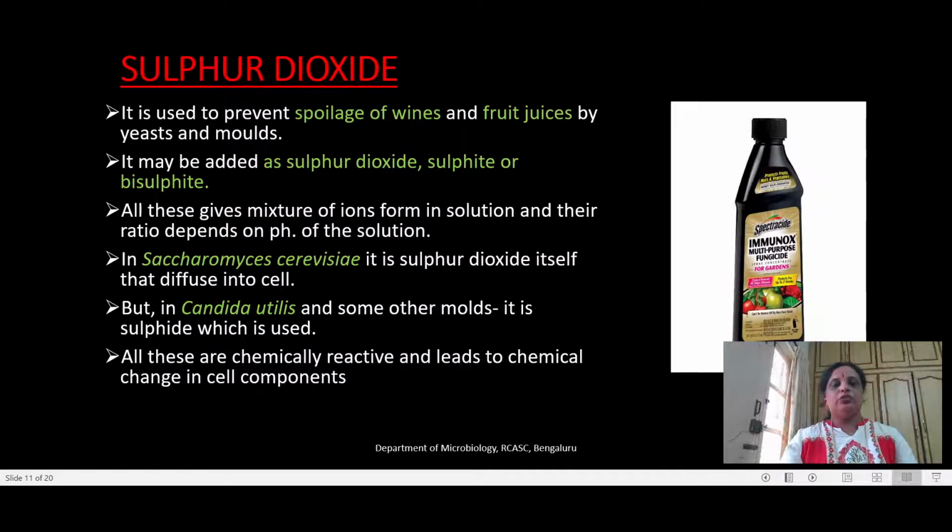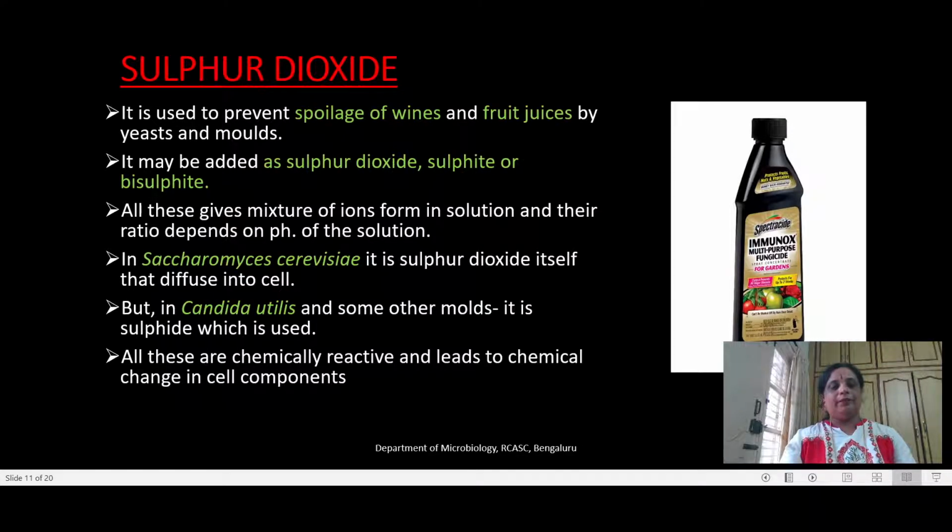It may be added as sulfur dioxide, sulfites or bisulfites, sodium metabisulfite. These are some of the preservatives which we are going to use in the preparation of fruit juices and all, isn't it? Likewise, we can use sulfur dioxide or sulfite or bisulfite as a preservative during the preparation of fruit juices, squashes, etc.